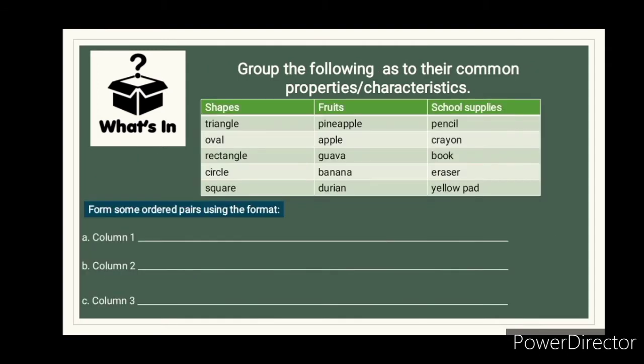Are you done? Let's check your answer. For the shapes, we have triangle, oval, rectangle, circle, and square. For the fruits, we have pineapple, apple, guava, banana, durian. And for the school supplies, we have pencil, crayons, book, eraser, and yellow pad. Now I want you to form some ordered pairs using the format.